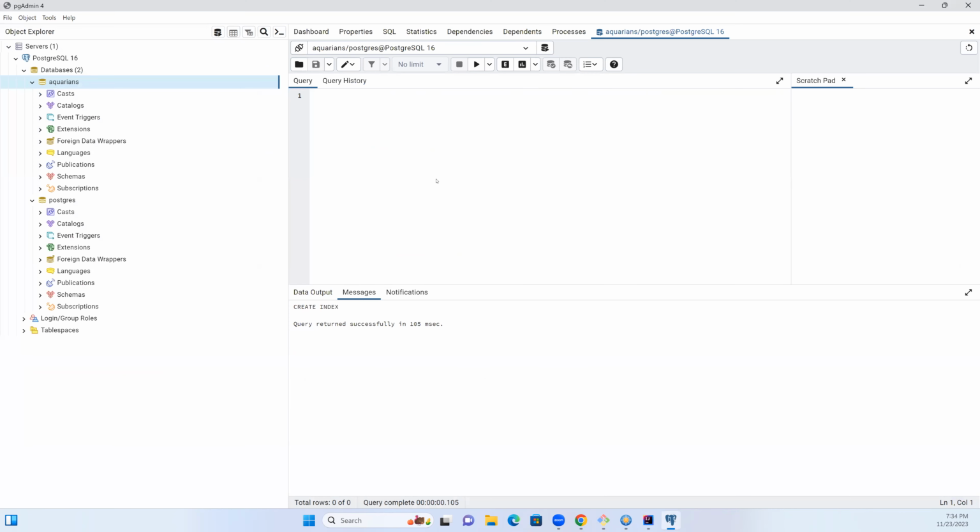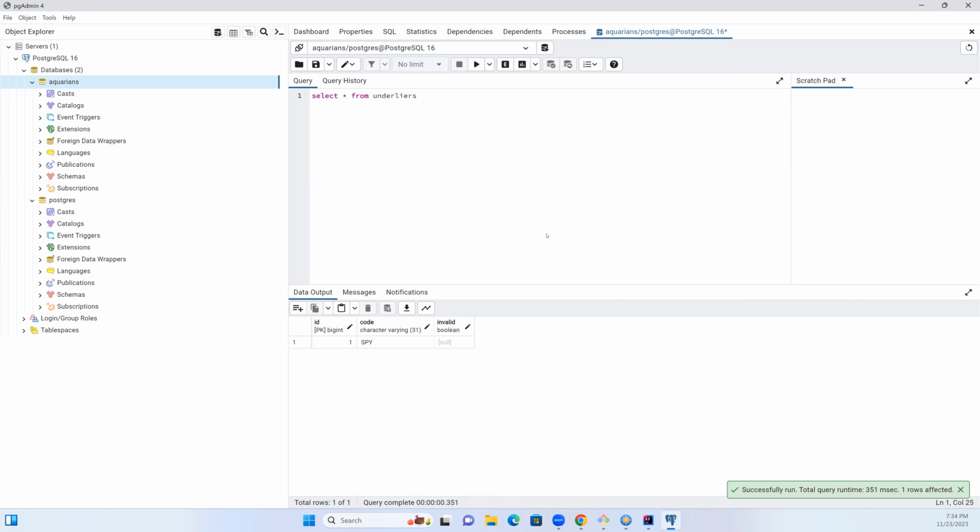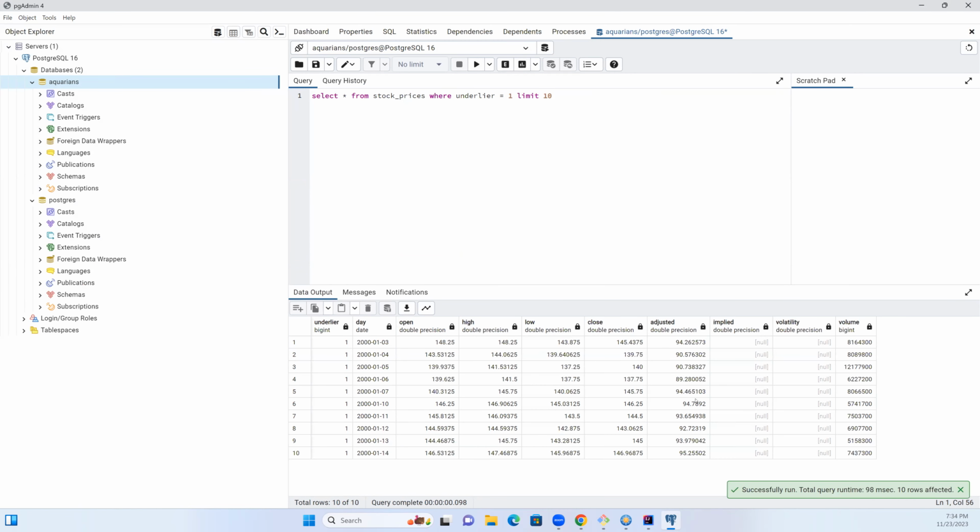And I can use this tool, like the SQL tool, to query the database. Select asterisk from underliers. I see that I have SPY with ID 1. Select asterisk from stock prices where underlier equals, limit 10, first 10 records. Okay, and I see that it has imported the stock prices from Yahoo.